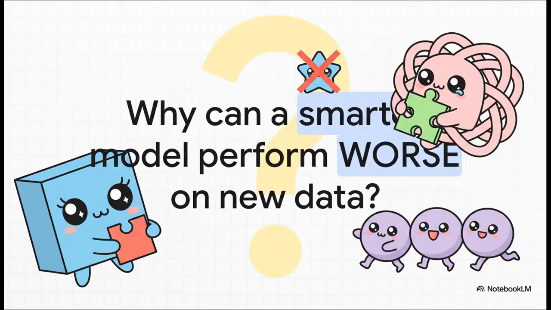You've probably been there before. It's one of the most frustrating things in machine learning. You build this incredibly complex, sophisticated model, it absolutely nails the training data, like a perfect score. Then you show it some new data, and it just completely falls on its face. How is that possible? How can being smarter actually lead to a worse result?